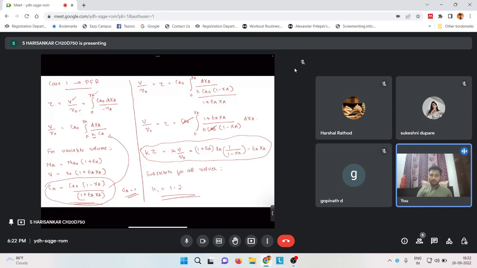So it's a standard equation for first order reaction, and from this equation we have all the values except for K, which is K1 basically. So now we'll just have to substitute all these values, and we'll find the value for K1, which is 1.2. Okay. Now we do the same thing again for CSTR.